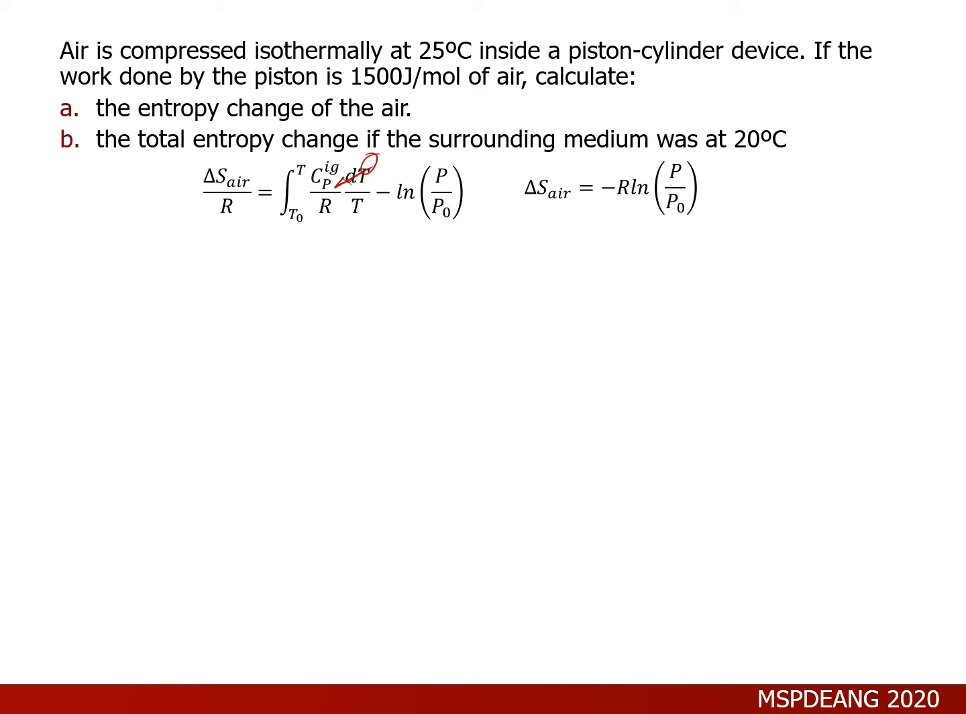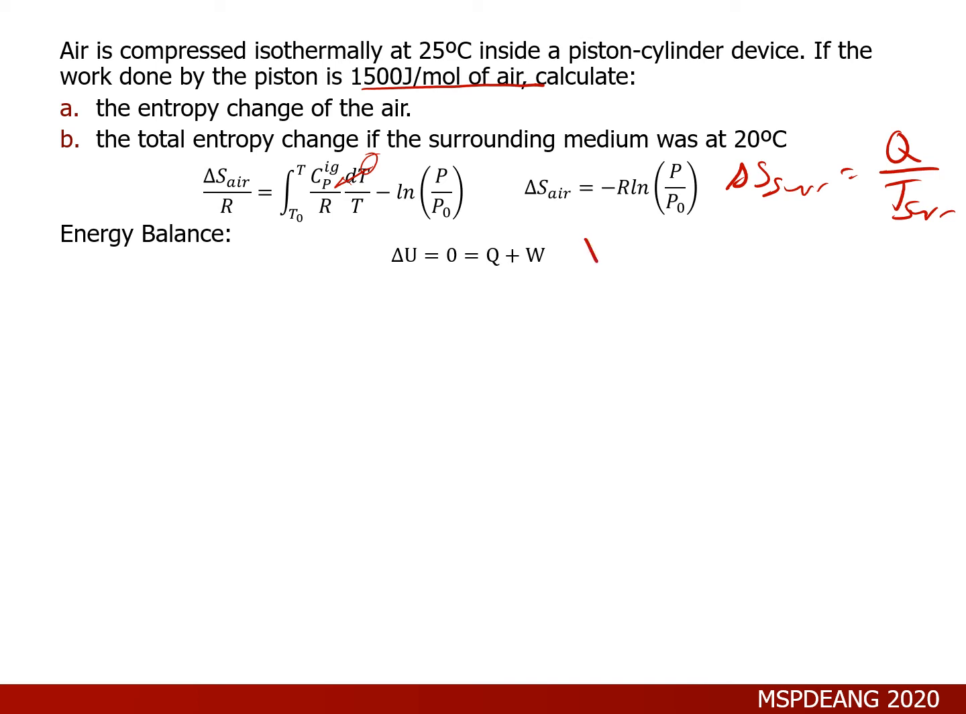And we know that the delta S of our surroundings is equal to Q over T surroundings. Okay? So, before we calculate delta S of air and delta S of surroundings, we need to proceed first to our energy balance. From our energy balance, delta U is equal to 0 since this is an isothermal process, so it is equal to Q plus W. The work is 1500 joules per mole of air, which is positive.